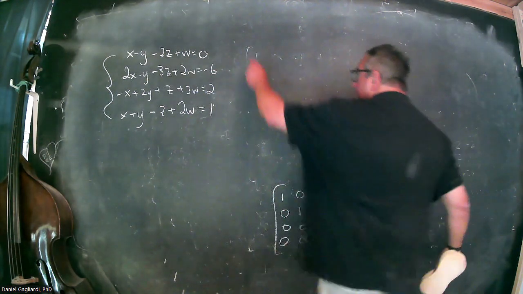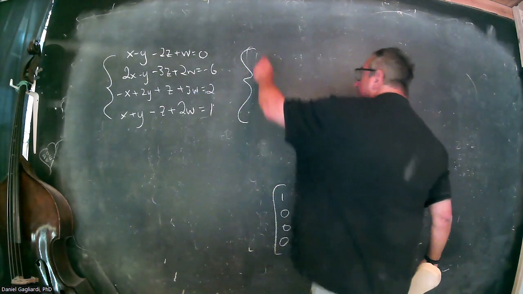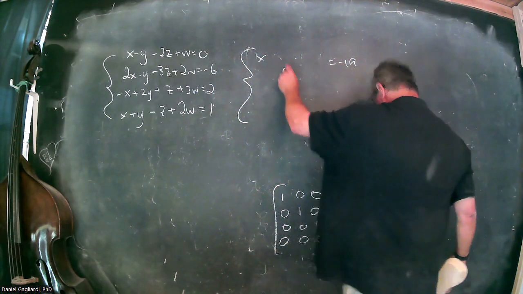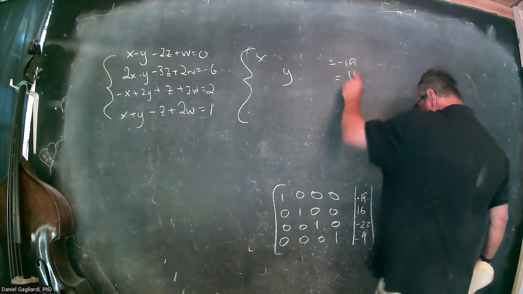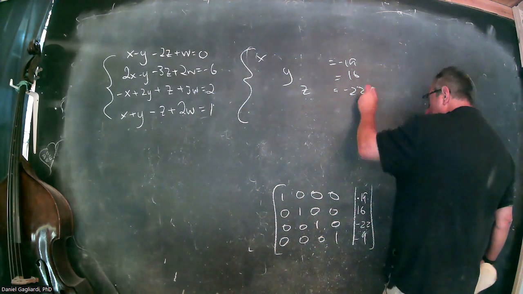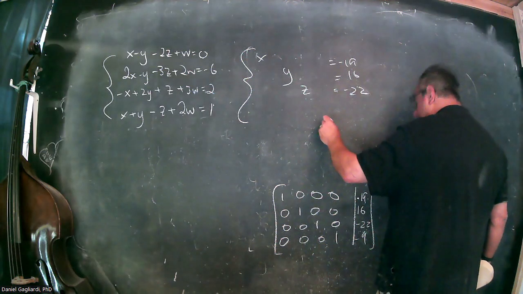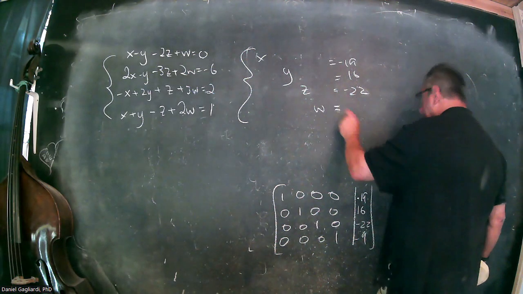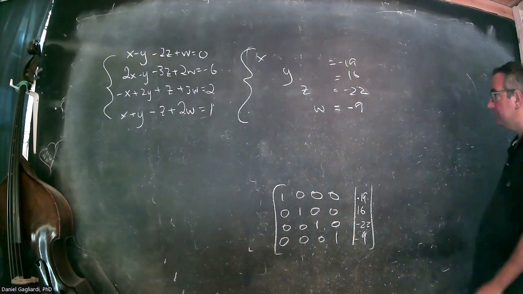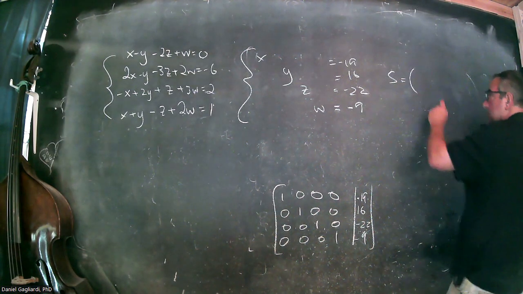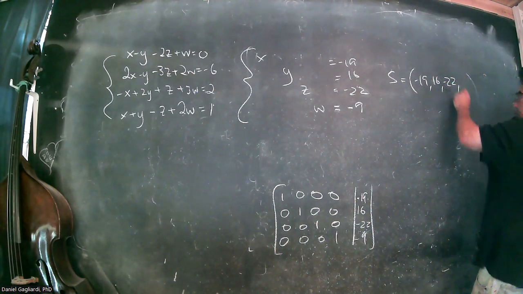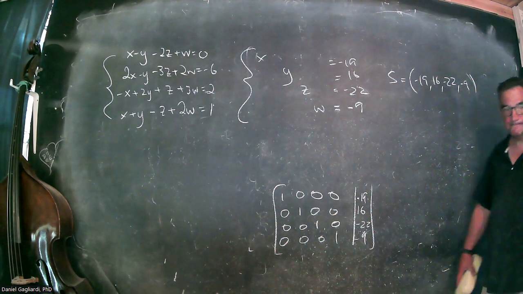Well, of course, that's very straightforward. We have x is equal to negative 19. We have y is equal to 16. We have z is equal to negative 22, right? And then we have w is equal to negative 9, right? Okay, so the solution then is just a single point in four-dimensional space. We have negative 19, 16, negative 22, and negative 9.